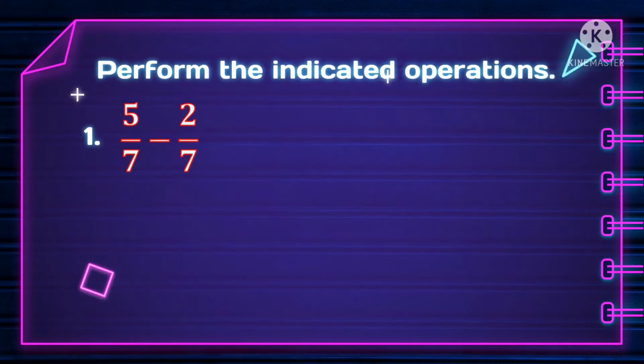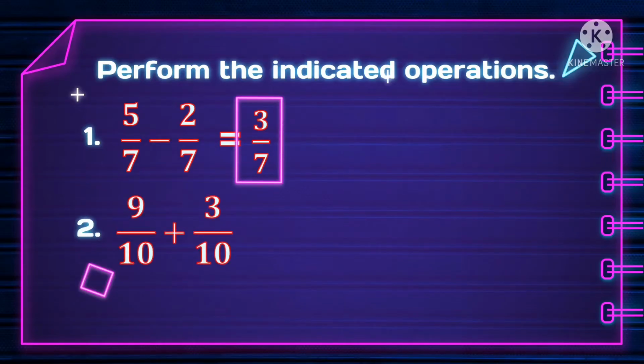So, i-apply lang natin dito yung rule in subtracting similar fractions, wherein we subtract the numerator and copy the same denominator. So, 5 minus 2 ay 3 and copy the same denominator, which is 7. Then, simplify your answer if necessary or if possible. So, ang 3 over 7 is already simplified. So, ito na yung ating final answer.